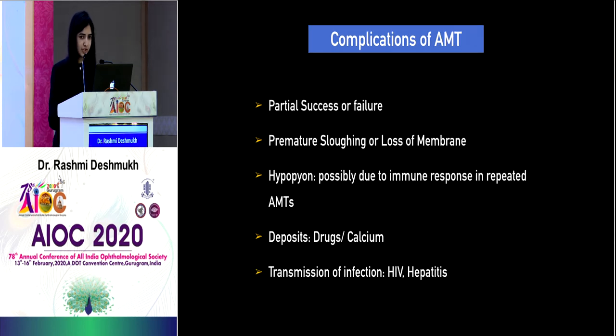There are some complications which can be seen, either partial success or failure, in which case repeat might be required. Premature sloughing or loss of amniotic membrane can be seen. If there are multiple amniotic membrane transplants done, then because of immune response, sometimes hypopyon is seen, which is mostly sterile. Deposits on the amniotic membrane are common, which could be either drug deposits or calcium. And transmission of infection has also been reported, especially HIV and hepatitis.